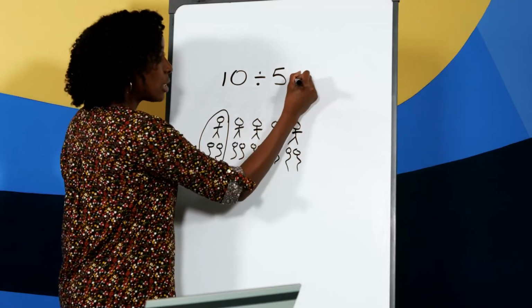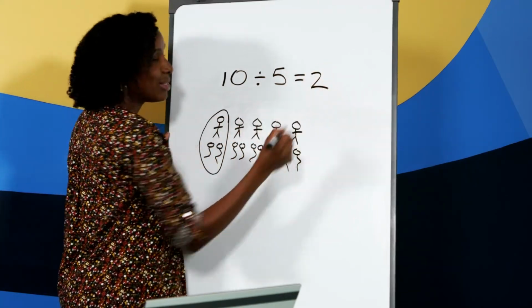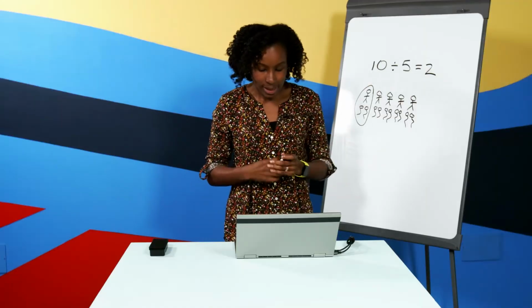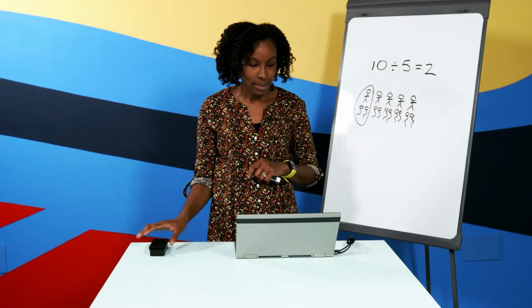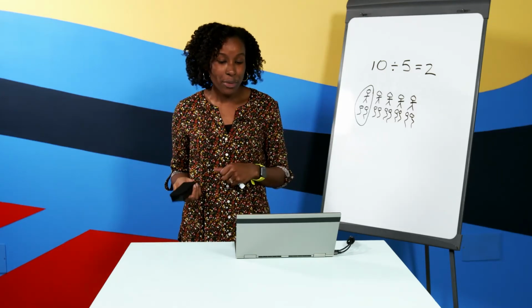That means our quotient, or our answer here, 10 divided by 5, is 2. Excellent job with that division, guys. Let's keep going. Now we've got a new division problem where we're going to be separating socks.